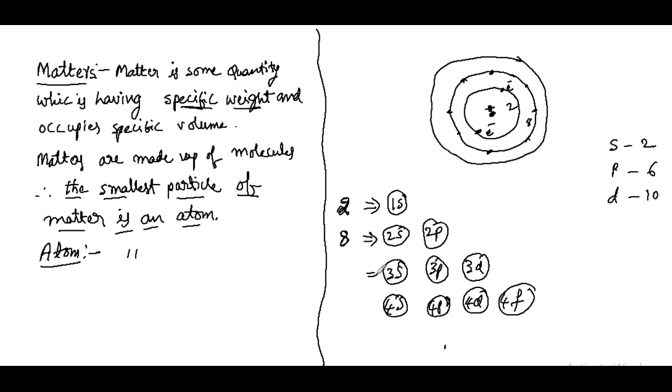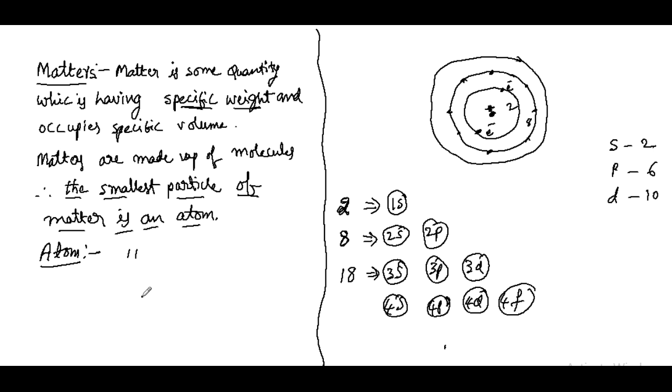And the third orbit consists of s orbital, p orbital and d orbital. So the maximum capacity of the third orbit is 18. Similarly, we can write like this. The number of electrons of an atom depends on the atom number.